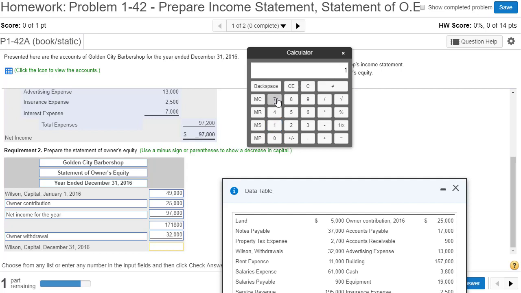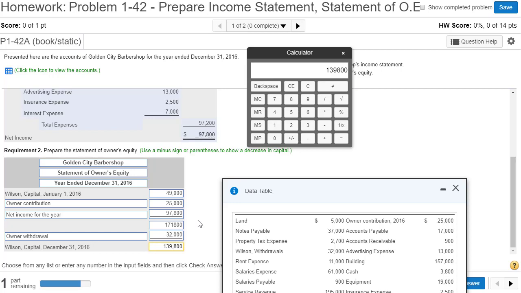So 171,800, oops, I already screwed up. 171,800 minus 32,000 gives us $139,800. And this time, just to make it easy to read, I will put the comma in there. So now let's analyze this.